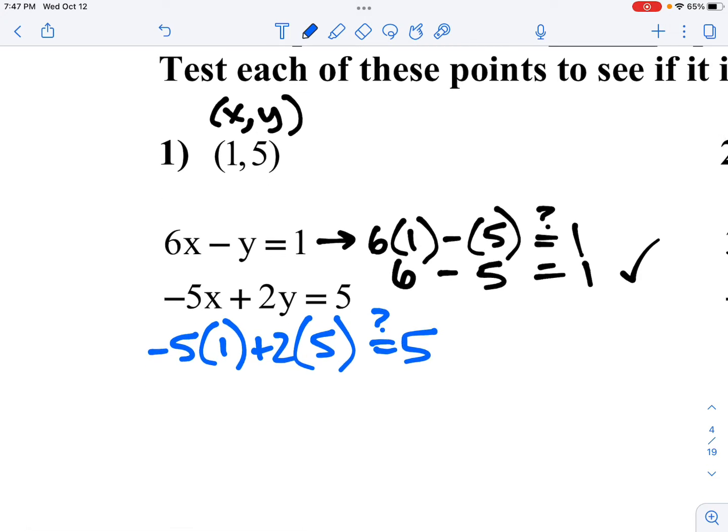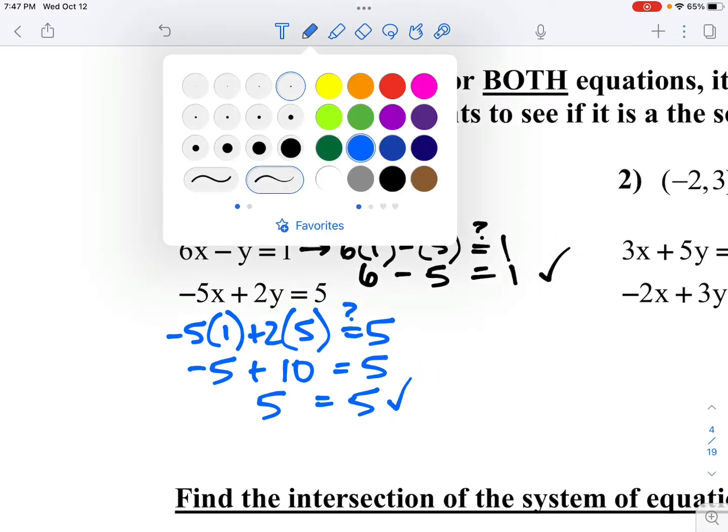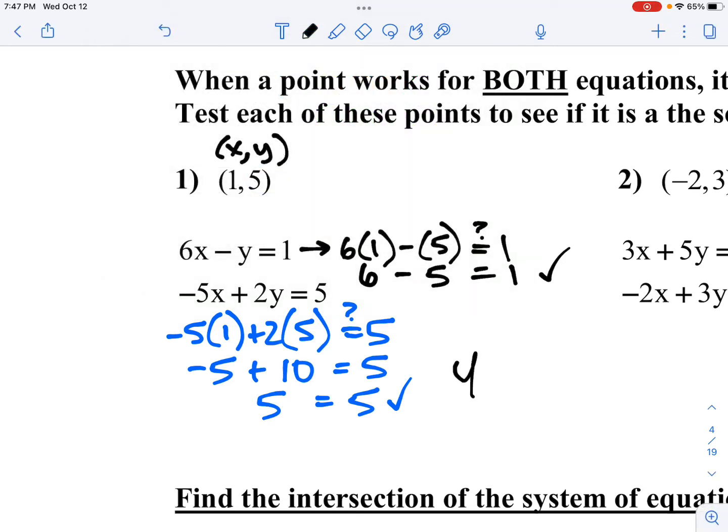So let's see. Negative 5 times 1 is negative 5. 2 times 5 is 10. Does that equal 5? Well, when you combine negative 5 plus 10, you do get 5. And it does equal 5. So since it works for both of them, it has to be yes for both. The answer to this problem is yes.